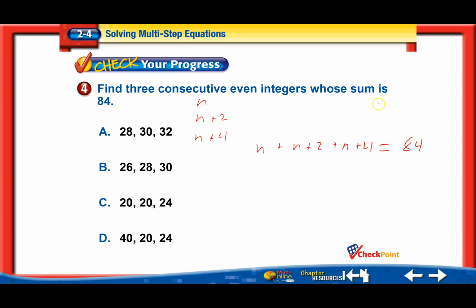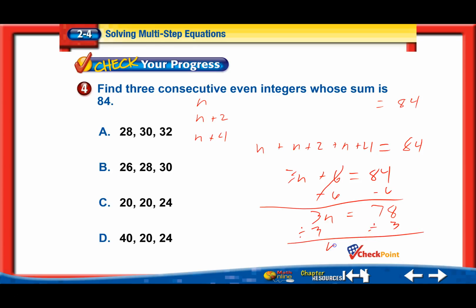I kind of skipped a little bit there, so I probably should have had equals 84 up here. So write those out. I'm going to have 3 n's plus 6 equals 84. And we're back to a multi-step equation. Minus 6 from both sides goes to 78. So 3n equals 78. We're going to divide both sides by 3. And n equals 78 divided by 3, which is 26.